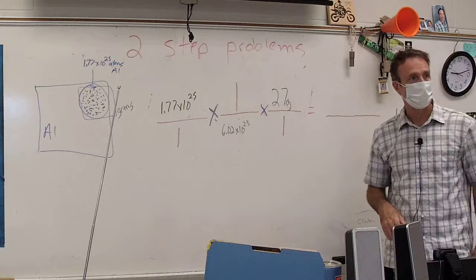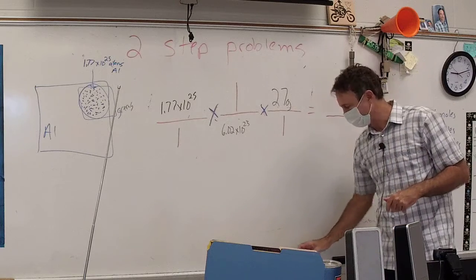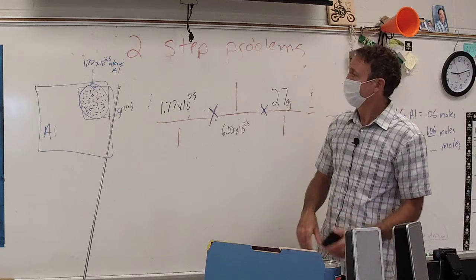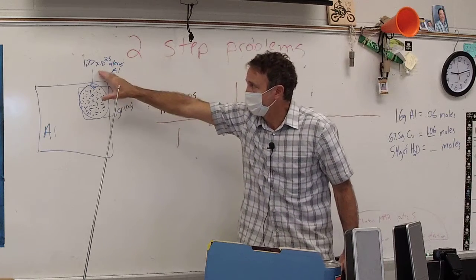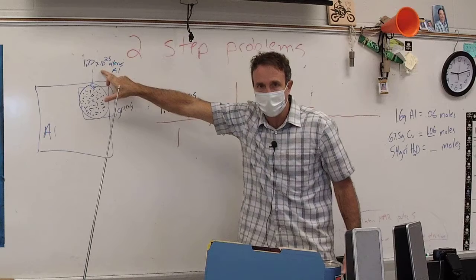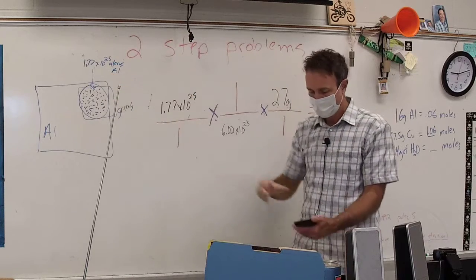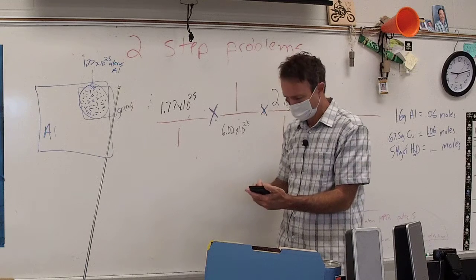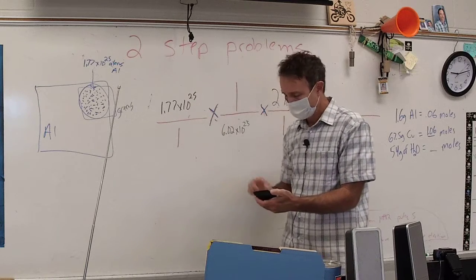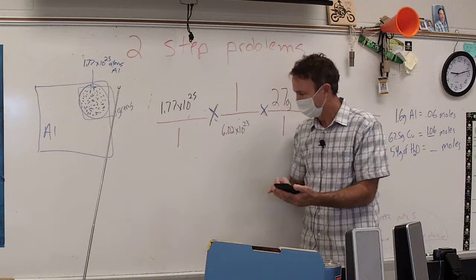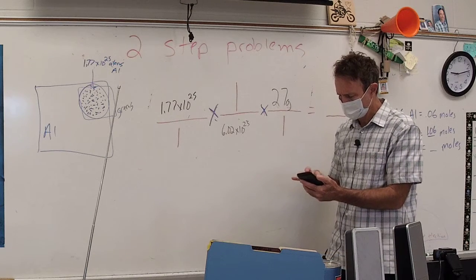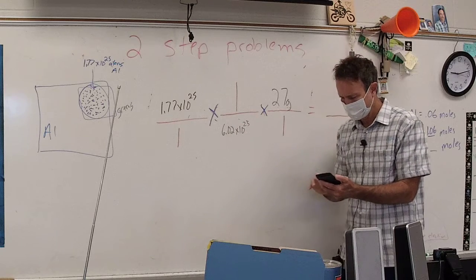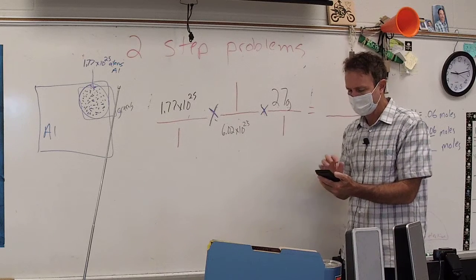Let's try it real quick. Did that calculator work? The one I got you? Okay, let's try it real quick. Everybody at home. 1.77 times 10 to the 25th atoms of aluminum would weigh how much? Here we go. 1.77. Hit the EE button and then put 25. Then we're going to say divided by 6.02, EE button, 23. Now we're going to say times 27 equals.